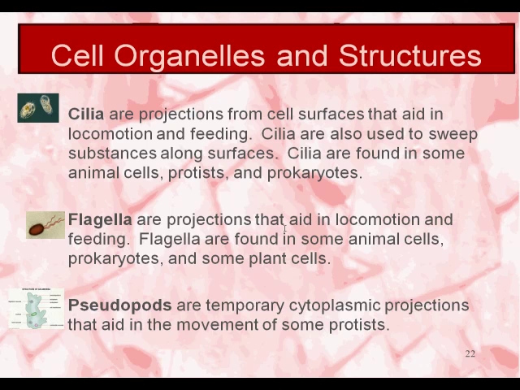Flagella are projections that aid in locomotion and feeding. Flagella are found in some animal cells, prokaryotes, and some plant cells. Pseudopods are temporary cytoplasmic projections that aid in the movement of protists.